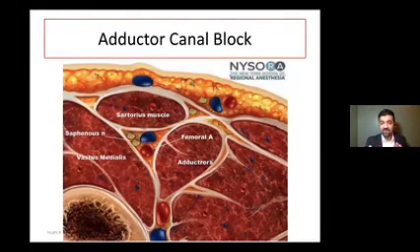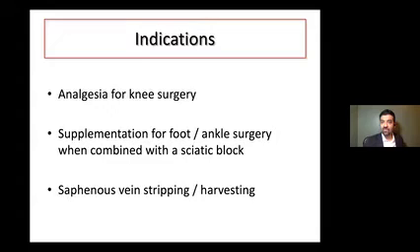We will talk about advantages and disadvantages. Indications, as I mentioned, knee surgery. We can supplement for foot and ankle surgery. So if you have a complex ankle surgery and you do a sciatic block, but there is a saphenous component, rather than doing a full femoral block, you could do an adductor canal block and cover the saphenous nerve, because the saphenous is a sensory nerve, and you prevent motor blockade above that.